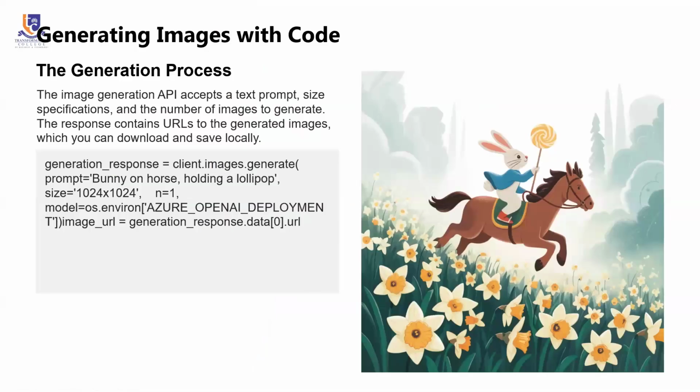So we'll talk about the image generation code, and like I said, I'll show you in the practical to follow. The image generation API accepts the text prompt, the size specification, and the number of images to generate. The response contains mostly a URL or a directory showing where the generated image is, which we can either view or download locally.